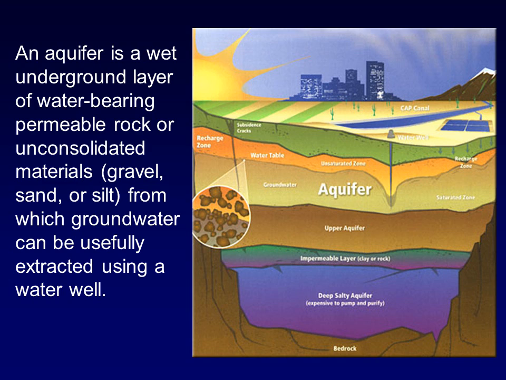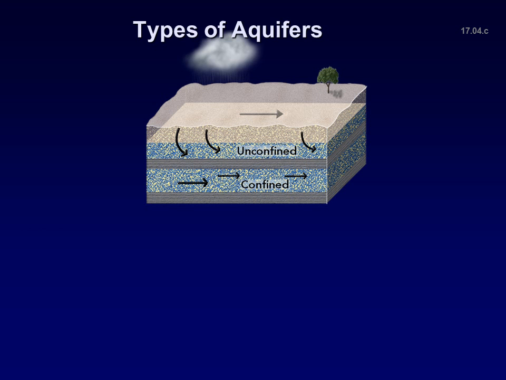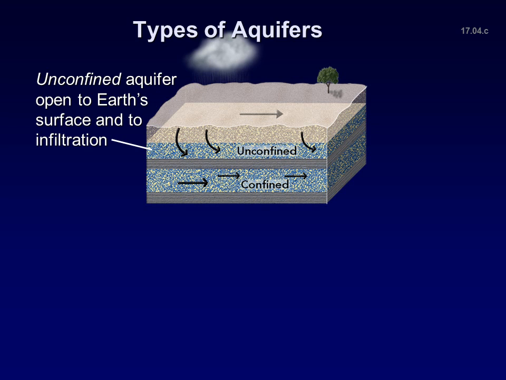And we can get several different types of aquifers. We've got a couple different kinds here, but the main ones we're going to look at are on the next slide. So, types of aquifers. We've got an unconfined aquifer, which is open to the Earth's surface and to infiltration. So, when water falls on the surface here, it's going to go through the unsaturated zone and down into the saturated zone. Okay, everything we've been talking about so far has been an unconfined aquifer. It's open to the surface.